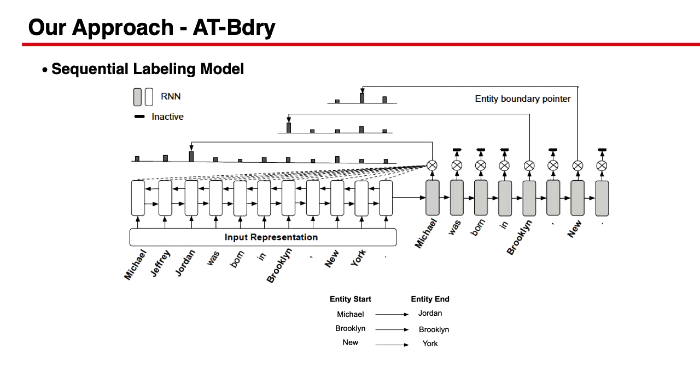In the pointing phase, the decoder detects entity boundaries only if the current input is a start boundary. Otherwise, it will switch the decoder status to inactive and no boundary will be detected. For example, given the word Michael, the decoder determines its boundary at word Jordan. Then the word was as input, the decoder determines that this word is not a start of an entity. Finally, our approach detects 3 entities: Michael Jeffrey Jordan, Brooklyn, and New York.